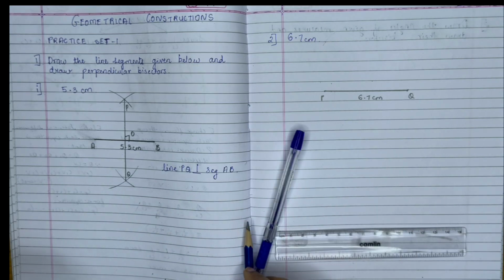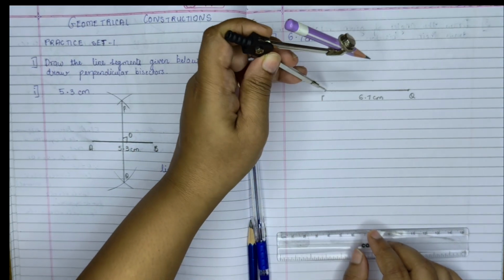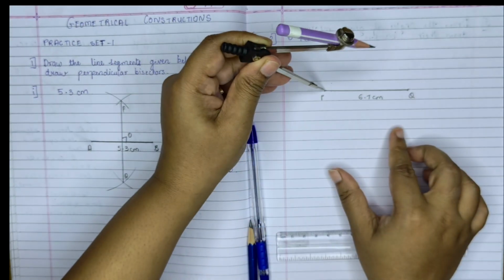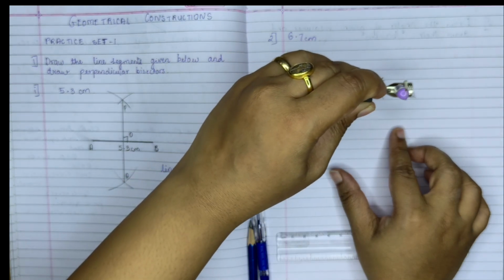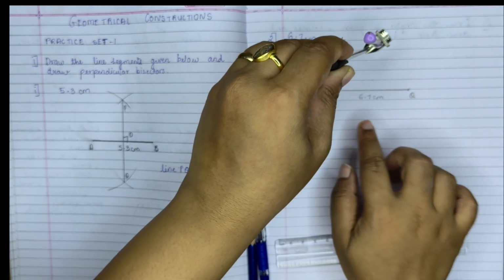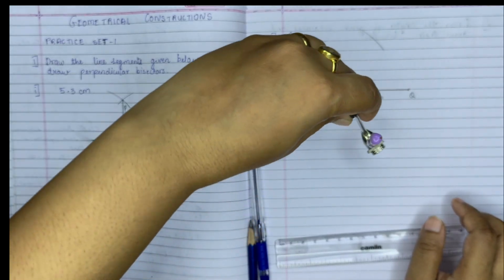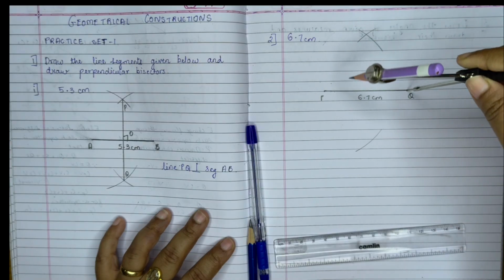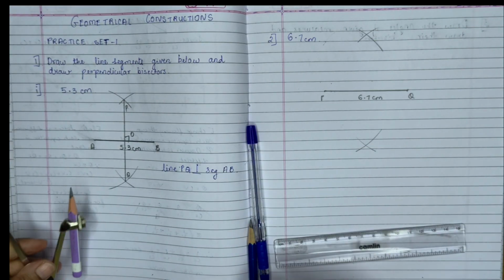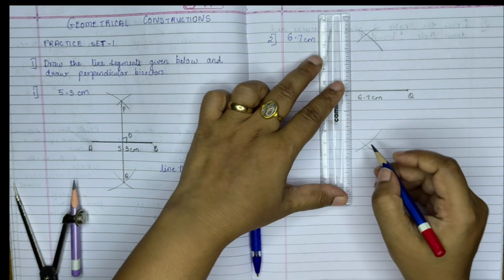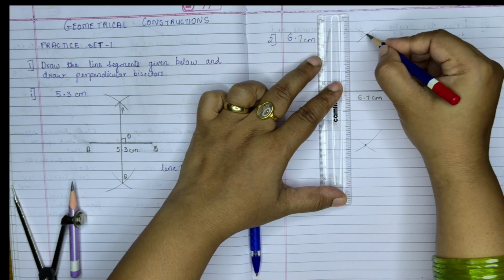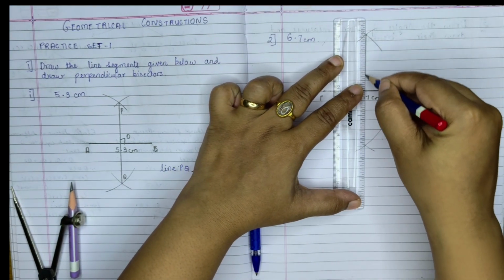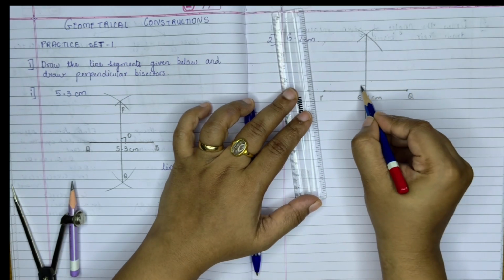Now we have to draw the perpendicular bisector. So take the compass. Again, as I told you, we have to take more than half. Take more than half of it and then mark arcs on both the sides, here and from this point. And now join it. Okay, so this is another perpendicular.